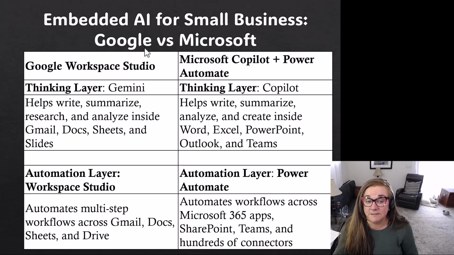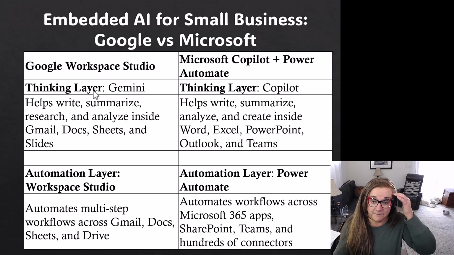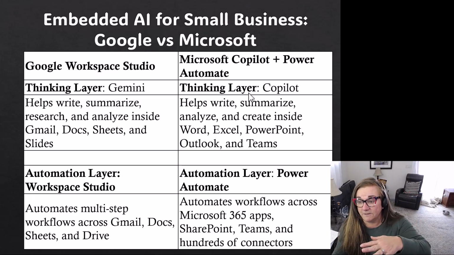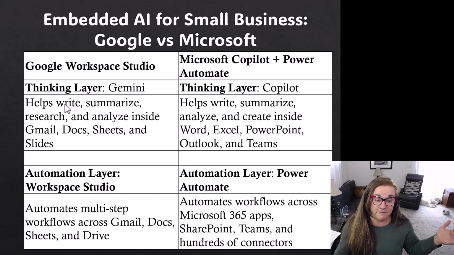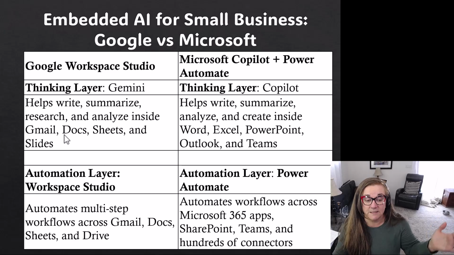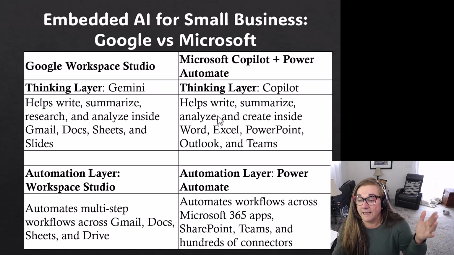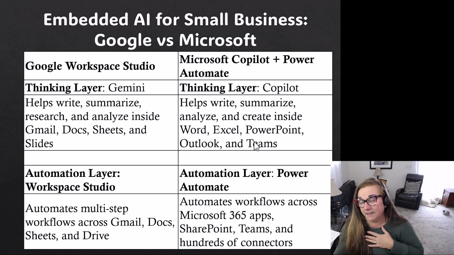So embedded for small businesses, Google versus Microsoft in summary. The thinking layer is Gemini, and in Microsoft, it's Copilot. Gemini helps you write, research, analyze within Gmail, Docs, Sheets, Slides. I could add to this GoToMeeting, because that's how you would do your collaboration in Meets, which is over here. If you're doing Copilot, it helps you analyze and create within Word, Excel, PowerPoint, Outlook, or Teams. Okay, so that's pretty cool.